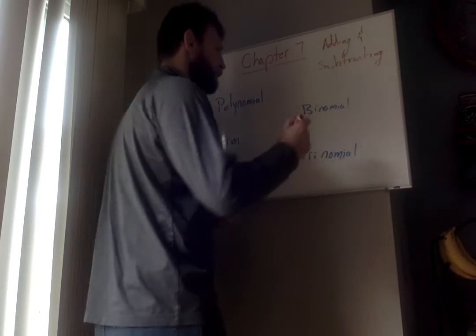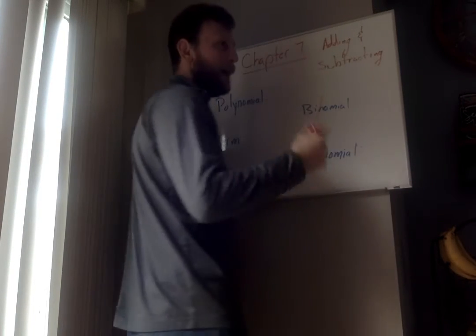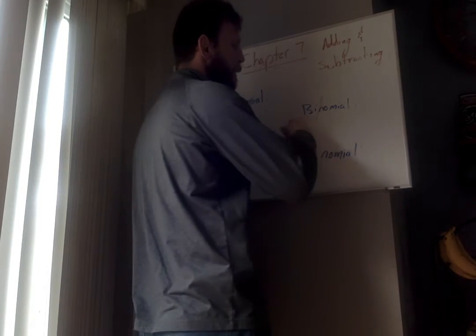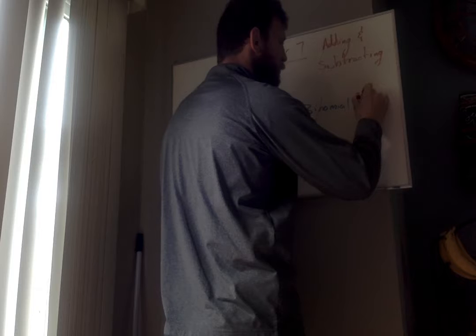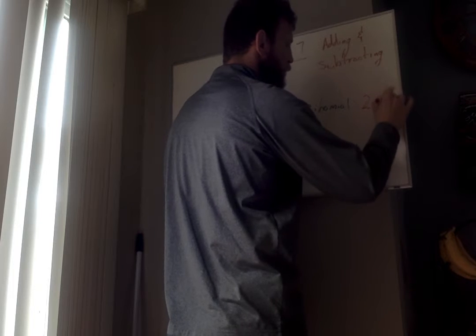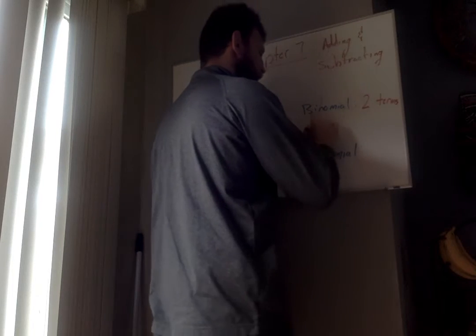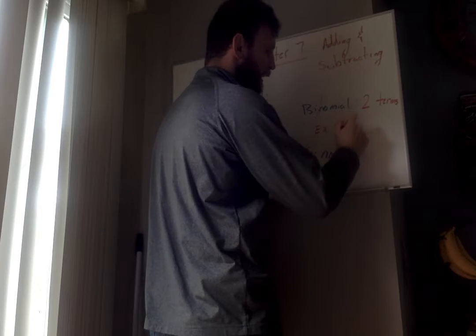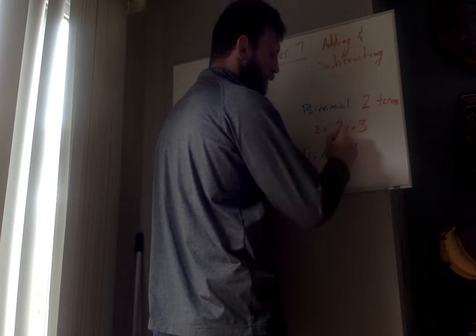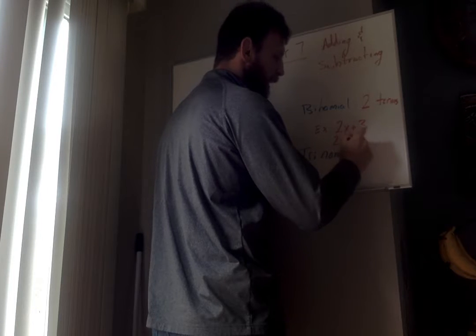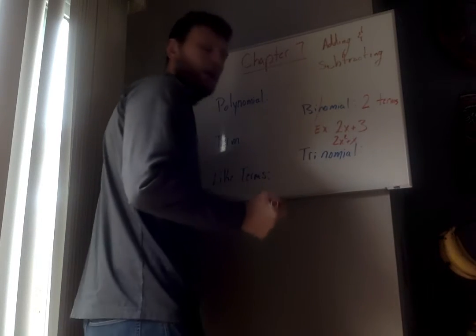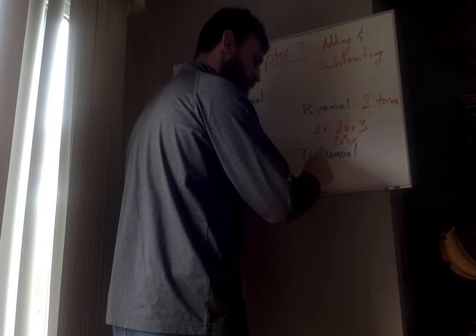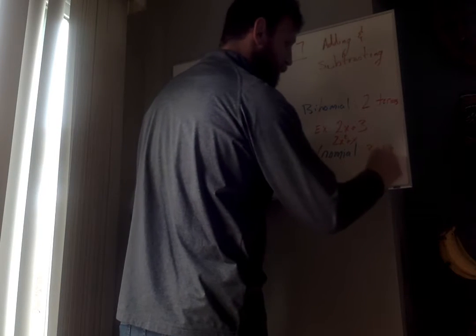Okay? So think of bicycle. Bi means 2. So 2 terms. An example of that would be 2x plus 3, or 2x squared plus x. Notice there's 2 things. What does trinomial mean? Think of it like a tricycle. Okay, 3 terms.